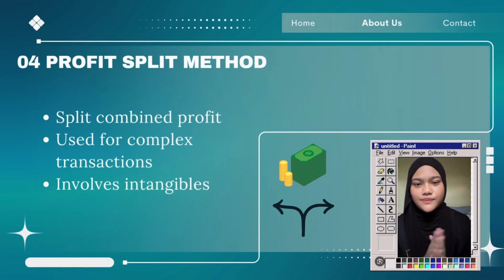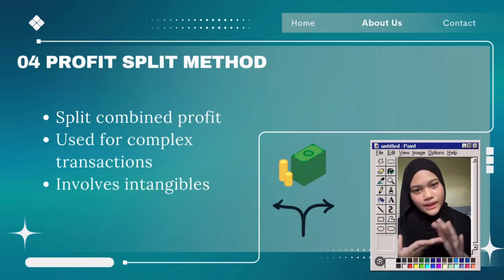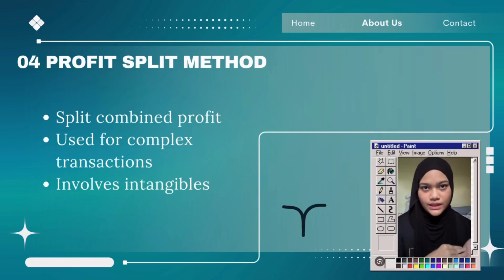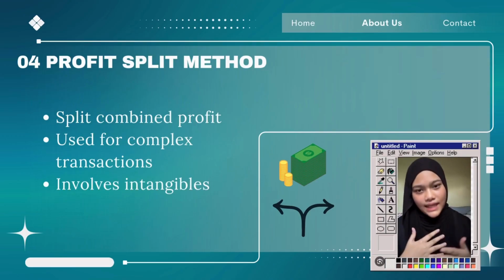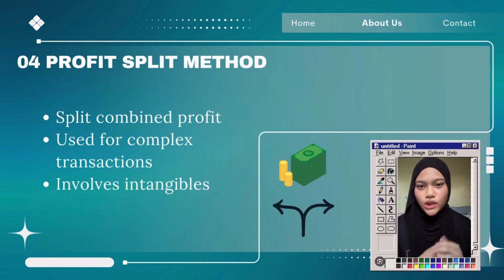Next is the profit split method. It identifies the combined profit from related party transactions and splits it based on each party's contribution. This method is usually applied in complex cases involving intangible or unique contributions.